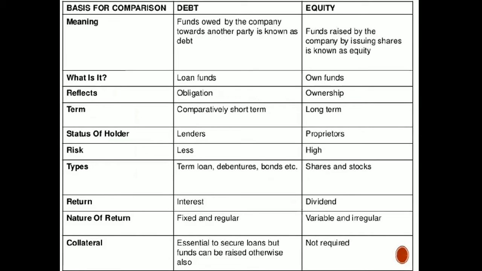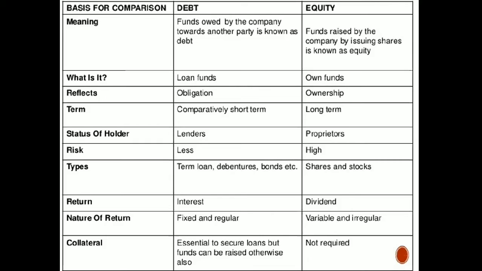Now, basis of comparison in debt versus equity. Funds owed by the company towards another party is known as debt. Funds raised by the company by issuing shares is known as equity. Debt is basically loan funds, equity is own funds. Debt reflects obligation, equity reflects ownership. Status of holder in case of debt is lenders. Status of holder in case of equity is proprietors.